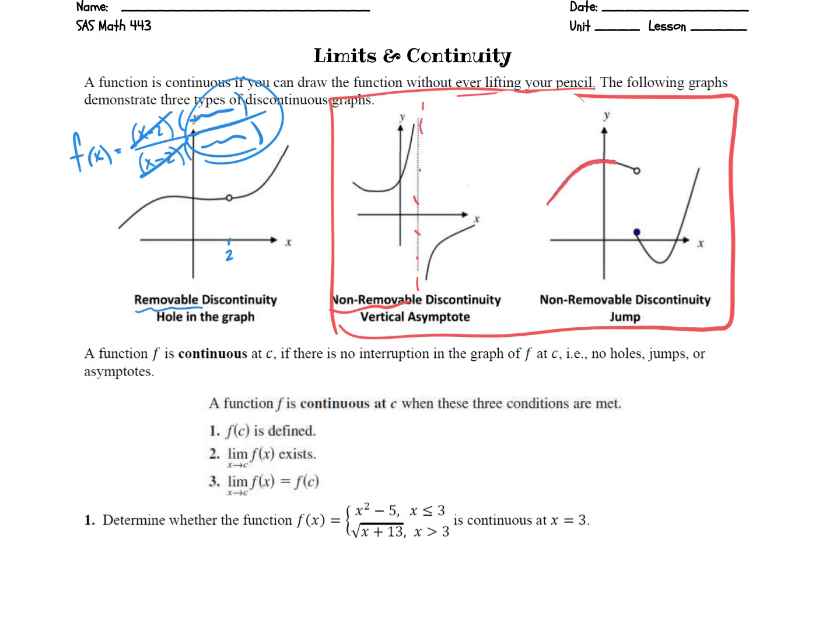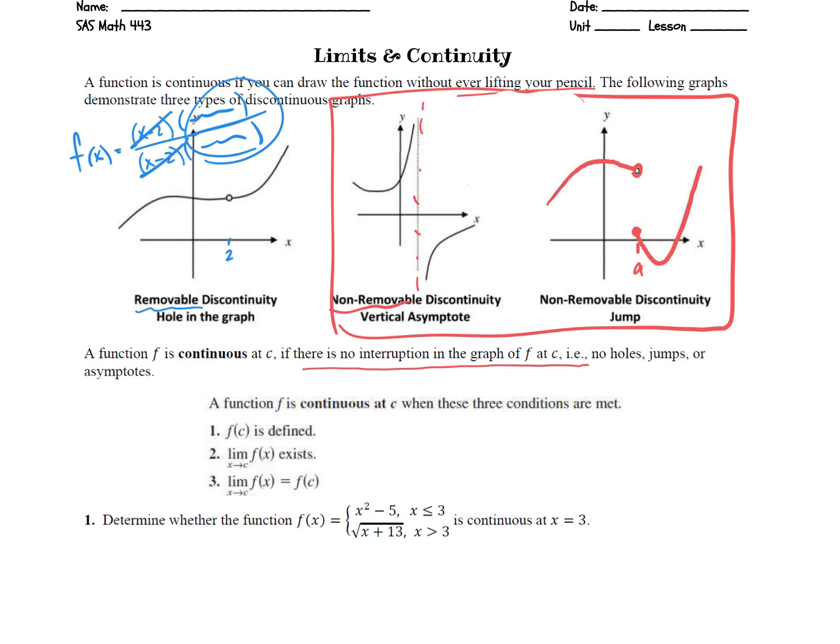So you're going to have a function that's explaining what's happening to the left of some value, whatever that x value is, and then a function that's explaining what's going on to the right of that value, and then you're going to have to explain what's happening at that value as well. So you could have a non-removable discontinuity or a jump discontinuity with a piecewise function, and you may have a non-removable discontinuity with a vertical asymptote in a rational function that you can't factor and cancel the piece of the denominator causing the asymptote. So a function is continuous at c if there is no interruption in the graph of f, i.e. no holes, jumps, or asymptotes.